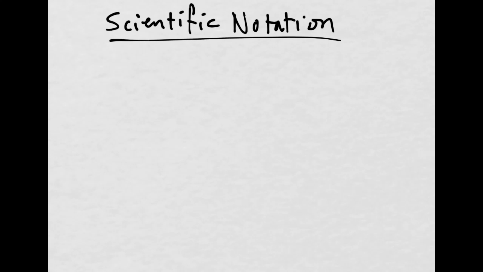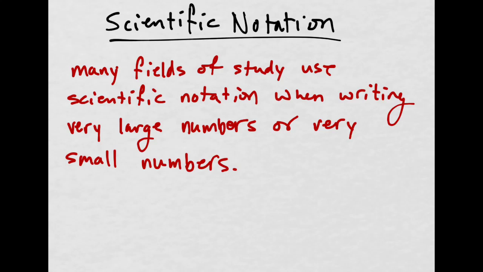Alright, what is scientific notation? Oh my goodness, what is that? It's a way of writing numbers so that it takes up less space. Writing really, really big numbers or really, really small numbers so that it takes up less space. That's honestly what it is.